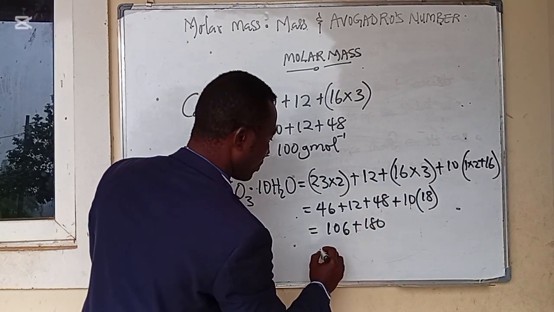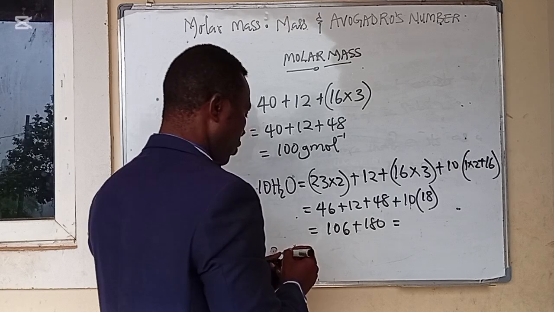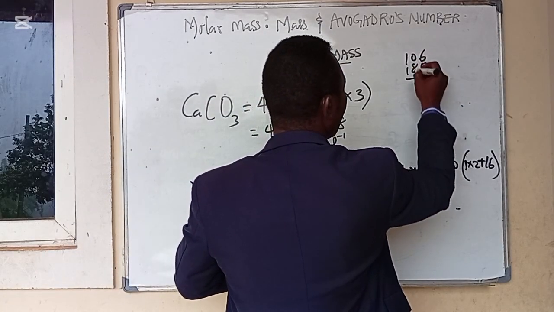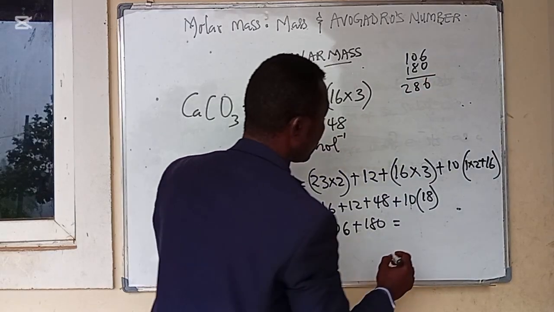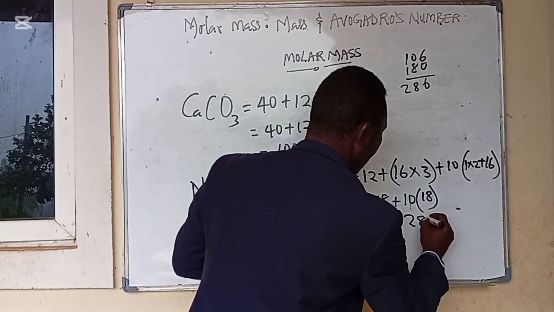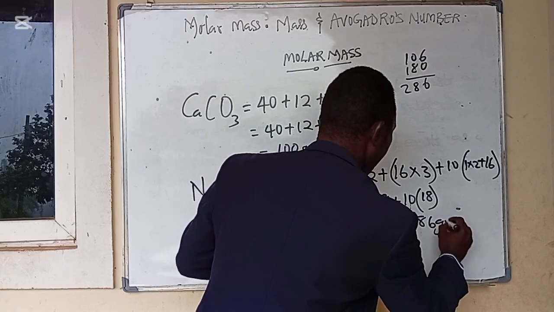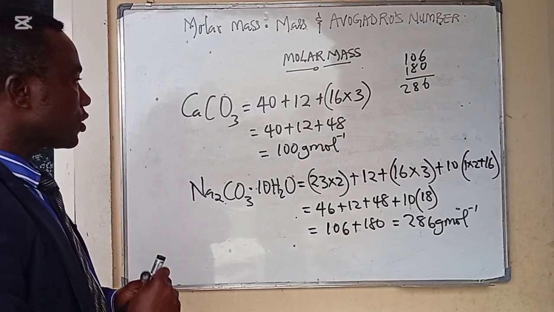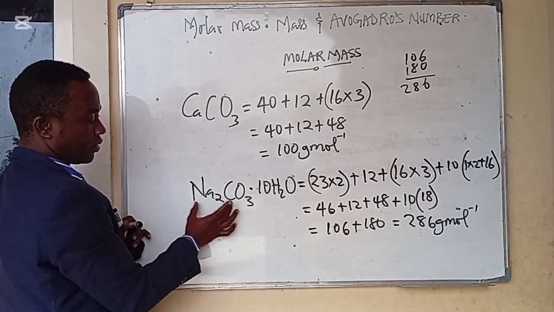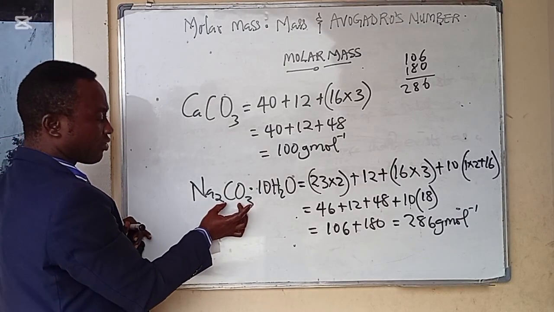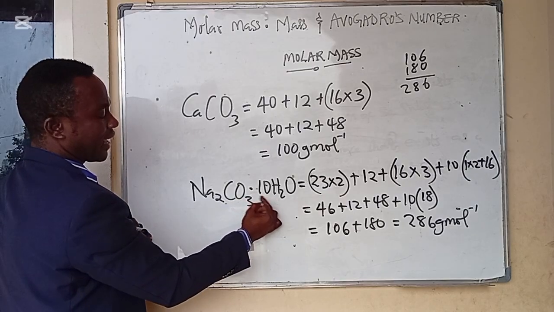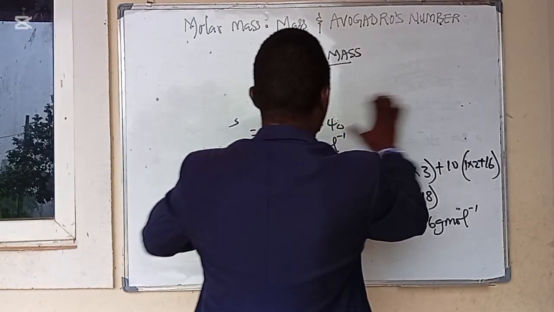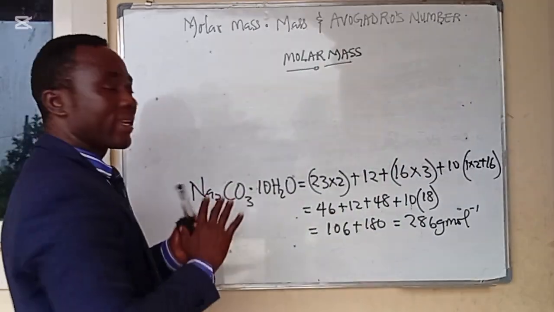106 plus 180. We have 106, 180. That is 286 gram per mole. That would be the answer for the molar mass of sodium trioxocarbonate IV decahydrate. 10 is decahydrate.